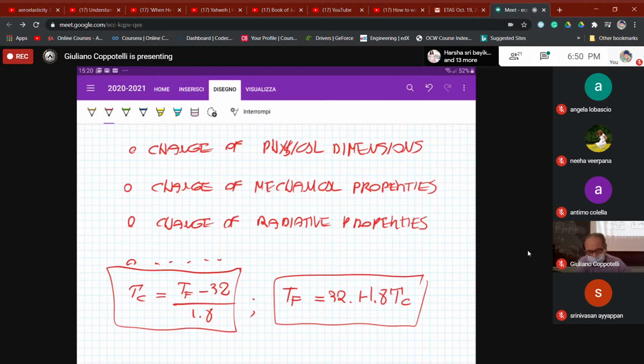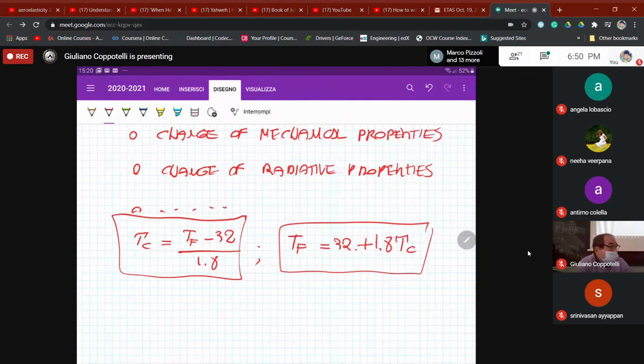That are not that difficult to remember. Okay, there is 32, that is the 0. Okay, in Celsius. 32 Fahrenheit is 0 Celsius. Okay. And then you have 1.8 to add, or you have to reduce 1.8. Okay, divide or multiply. However, now I would like to introduce you a bimetal thermometer that is a way of measuring the temperature using the property of the change of the physical dimensions.